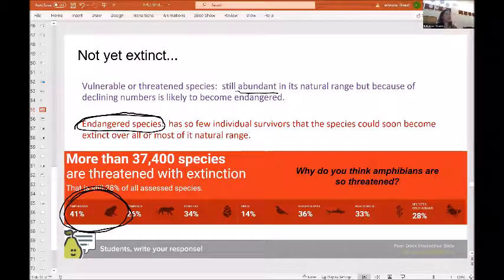Yeah, absolutely. Habitat loss is a big, big deal. A lot of our amphibian species live in rainforest, and those are undergoing the most rapid deforestation.